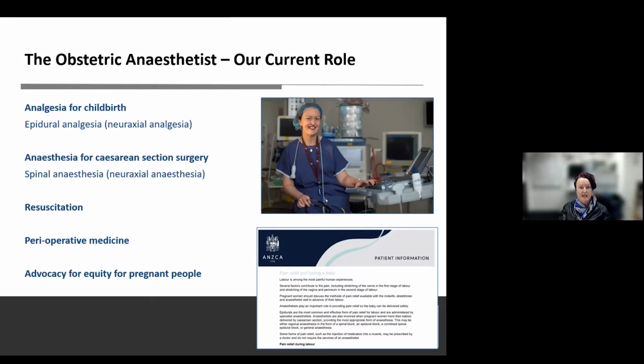Also, in this particular area of obstetric anaesthesia, because of the nature of the work we do, we find ourselves being significantly involved in advocacy for equity for pregnant women, for their involvement in research, and for their access to best clinical practice. But how did we get to where we are today, and what does the future hold?